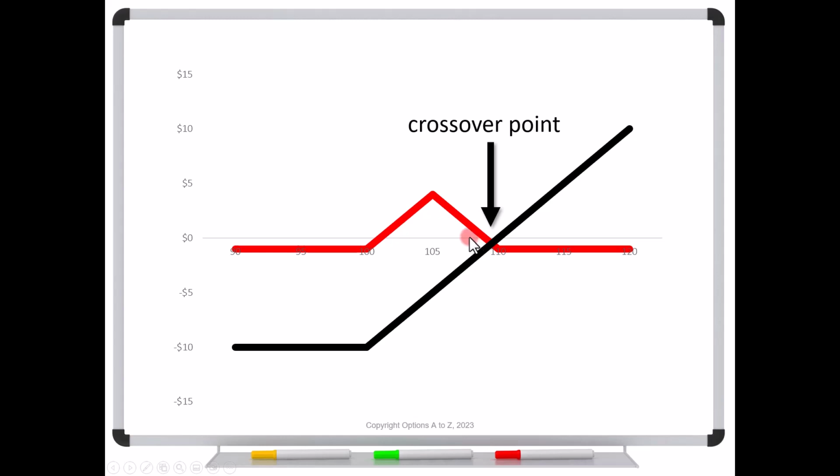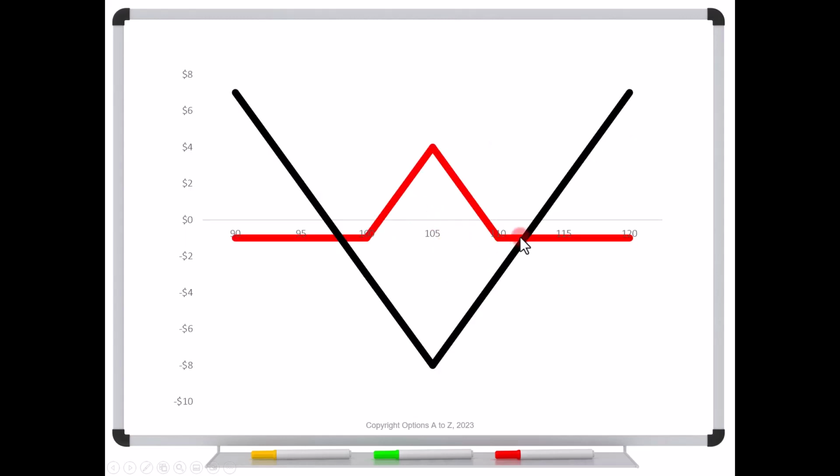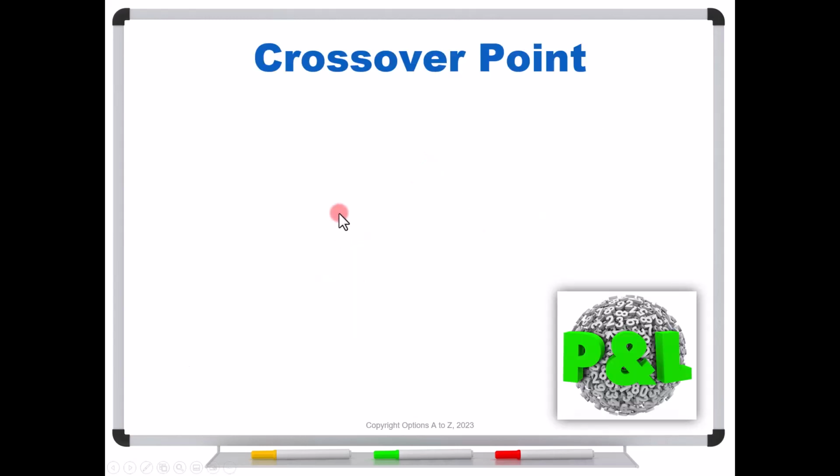So let's try another example. Here is the butterfly spread compared to a long straddle at 105, and now we've got two crossover points right there. At those stock prices, both strategies produce the same profits, or in this case, the same loss. So the question we want to ask is, why does this always happen? How do we know for a fact that we will always have a crossover point? Well, that's a really good question.